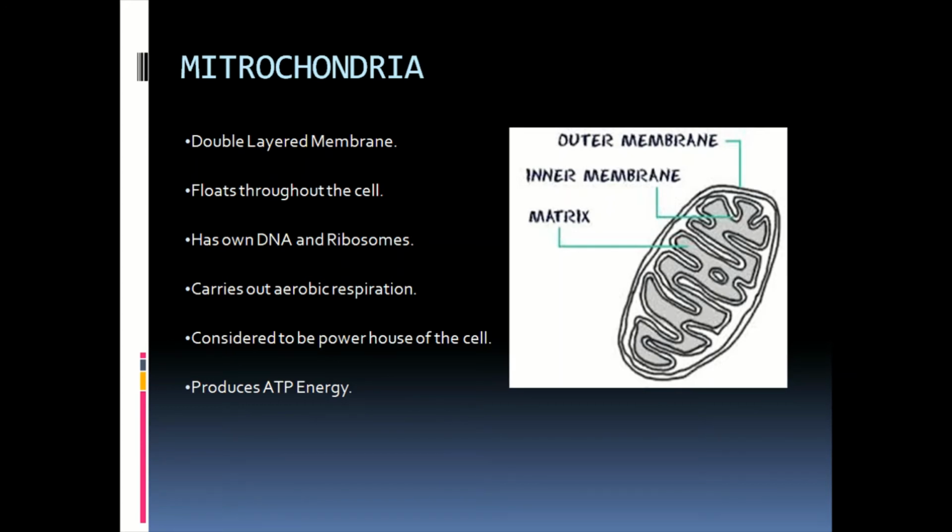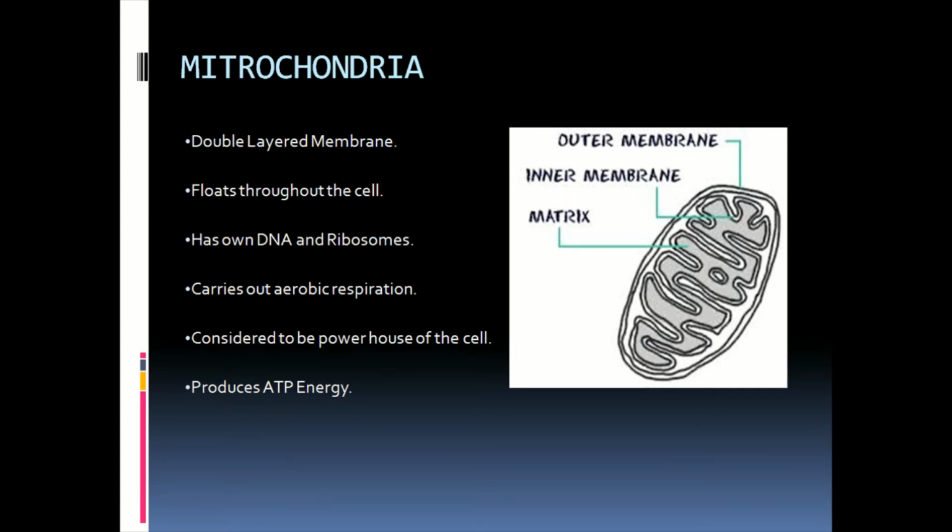So that's why it carries out aerobic respiration and is known to be the powerhouse of the cell, because it does process the whole cellular respiration. During this process of respiration, with the help of chemicals, it produces energy, which is known as ATP. Adenosine triphosphate is the energy which is created during the oxidation.